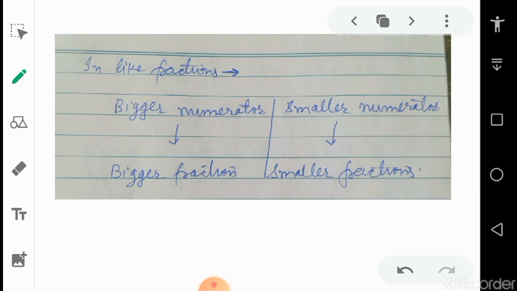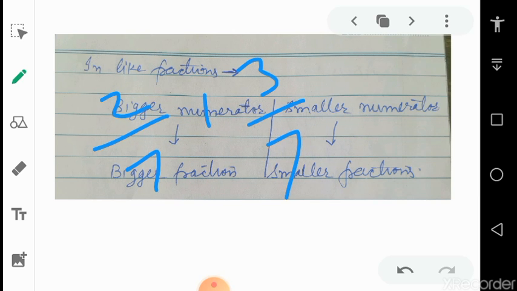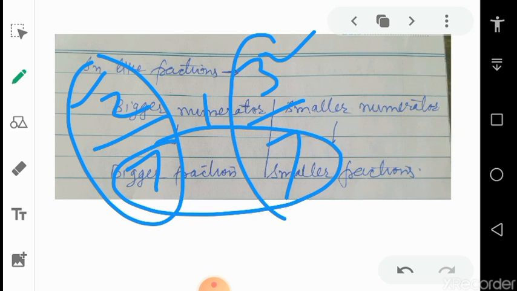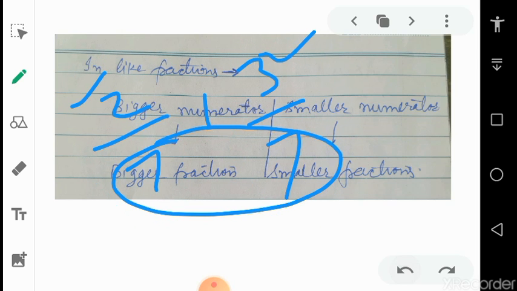For example, see carefully, if the fractions are 2 upon 7 and 3 upon 7, okay, here the denominator is the same in both the cases, but the numerators are different. So this is the smaller numerator, this is bigger. It means this 2 upon 7 is the smaller fraction and 3 upon 7 is the bigger fraction. So it's very easy, okay, because smaller numerator means smaller fraction, bigger numerator means bigger fraction. Okay, I hope you got it.